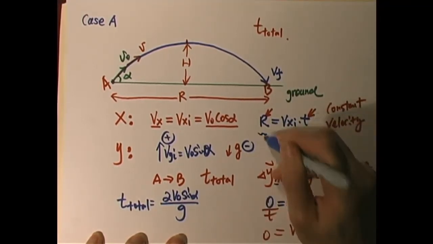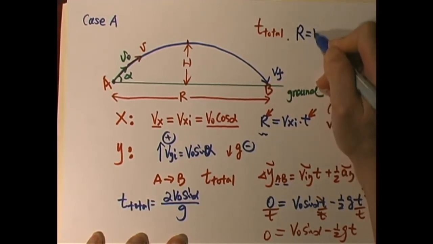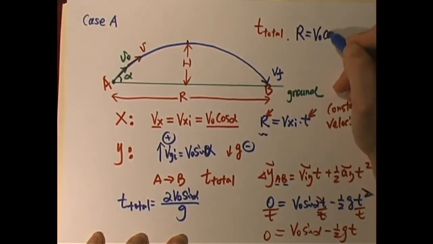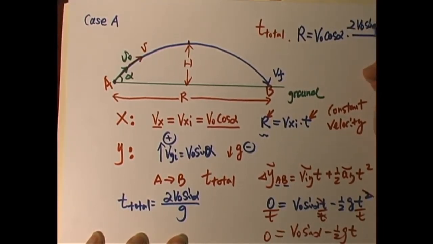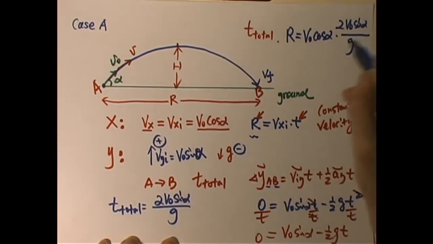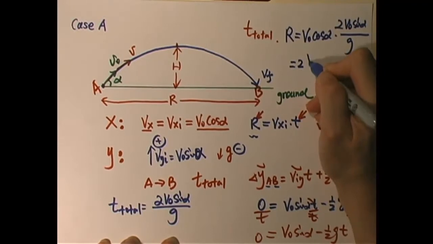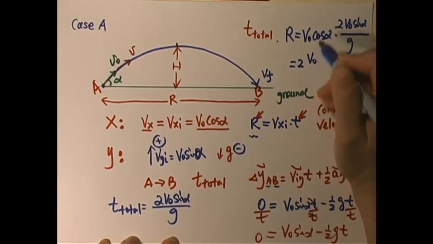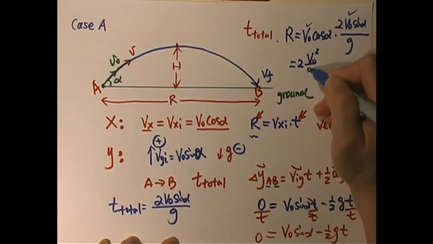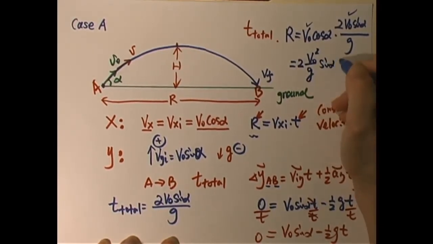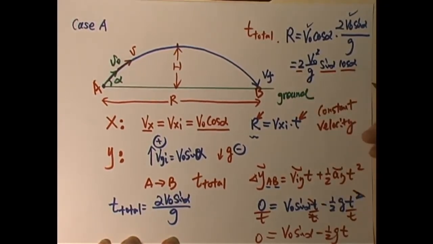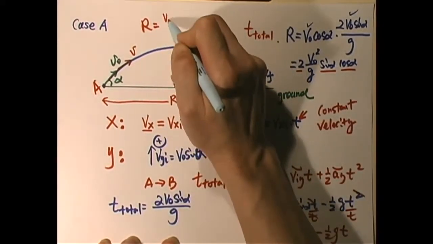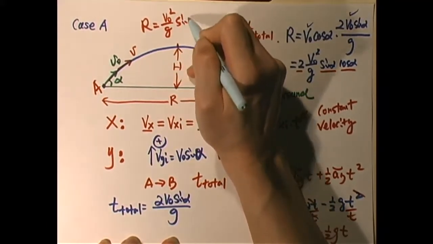If we want to get the range R, that is v initial x, V0 cosine alpha, times t, which is twice V0 sine alpha over g. That's very interesting. Let's take a look. That is twice V0 squared over g times sine alpha cosine alpha. Now, trigonometry: 2 sine alpha cosine alpha is sine 2 alpha. So your R is V0 squared over g times sine 2 alpha.